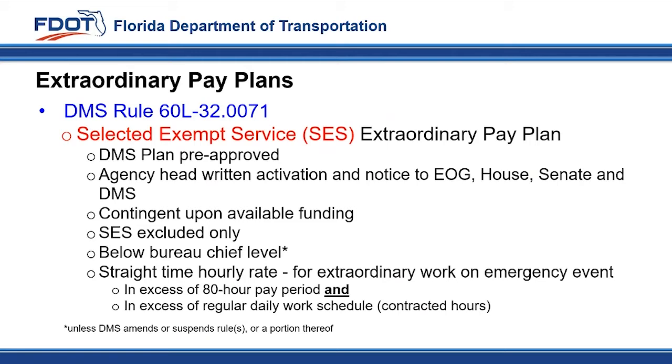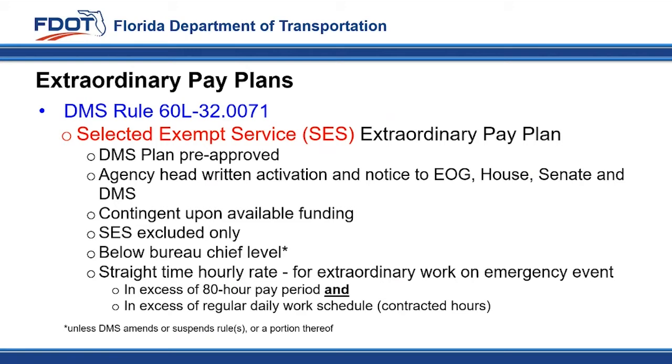Upon determination by the Secretary to activate the agency SES Extraordinary Payment Plan, a written notice must be immediately provided to the Executive Office of the Governor, the President of the Senate, the Speaker of the House, and the Department of Management Services. The written notice must be provided for each activation or activation extension.